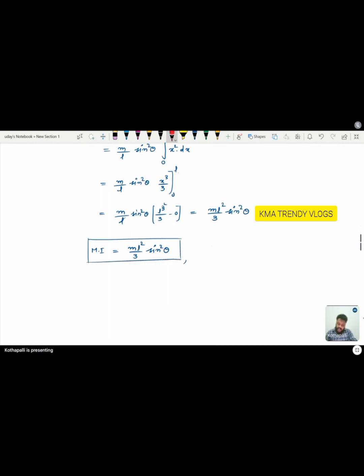Now, if I take a case, let's say, note point: the rod is like this, of mass m and length L, and the axis of rotation is like this, which means perpendicular to its length. Theta becomes what? 90 degrees. So the moment of inertia will be m L square by 3 into sine square 90, which is m L square by 3. In the SI system, the unit is kg meter square.